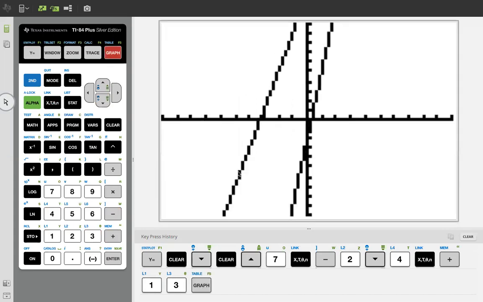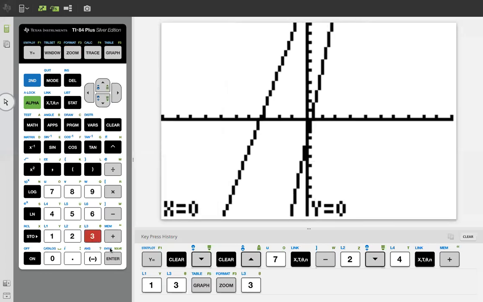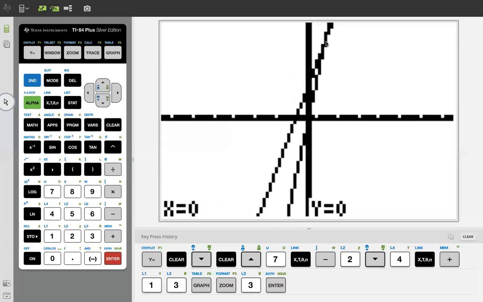And we can see these two lines look like they want to cross, but they don't on my screen. So I can zoom out. I hit zoom, go to number 3, which is zoom out, hit enter, and you can see that my lines cross right about here, telling me that they're going to cross in the first quadrant. So I need to find that point.